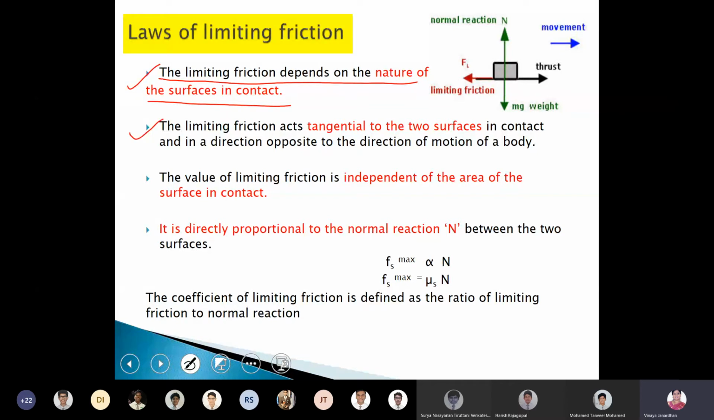Next one. Where does this frictional force act, boys? The frictional force acts tangential. You know what is tangential, right? To the two surfaces in contact, and in a direction opposite to the direction of the motion of the body. You know what is tangential? Yes, ma'am.